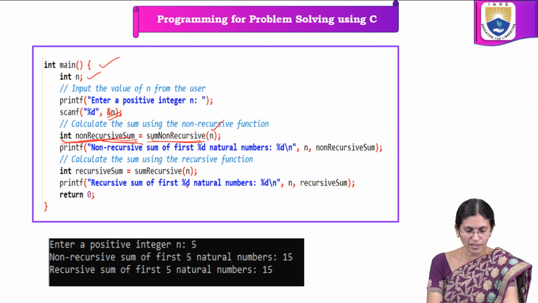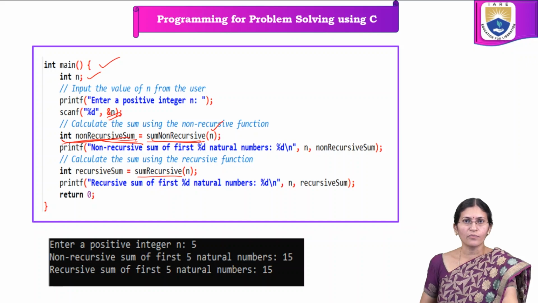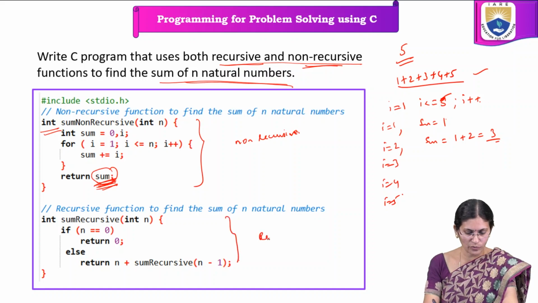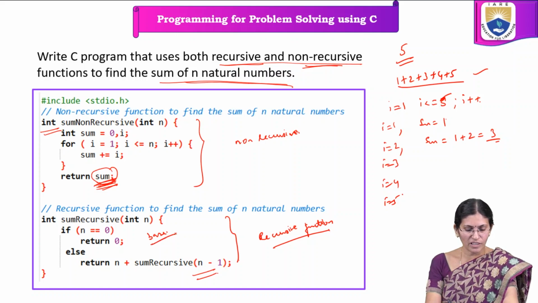Then in the next statement we are calling the function sum recursive, which uses the recursive function approach. We are passing the same parameter n, and this is the definition of the recursive approach. In recursive functions, we need to satisfy the condition that it should have a base condition, or terminating condition, and the other part is the recursive call. This is the base condition: when n is equal to 0, it will return 0. Else it will go on calling the same function again and again.